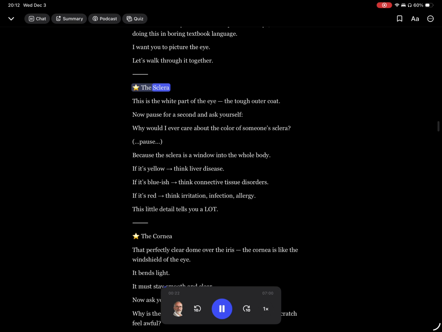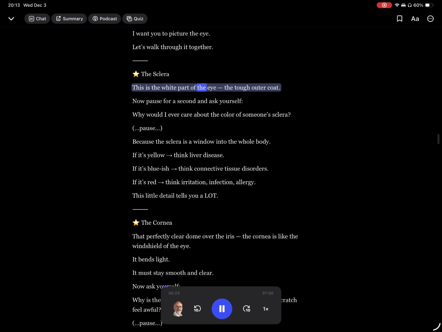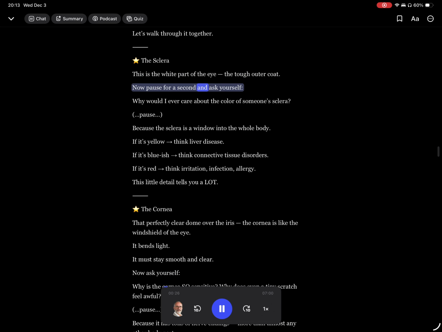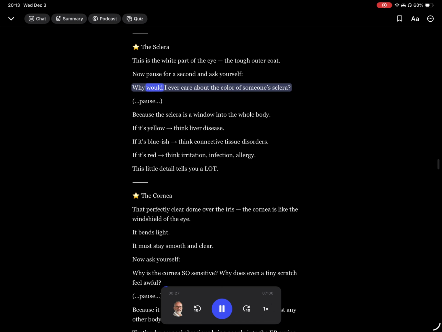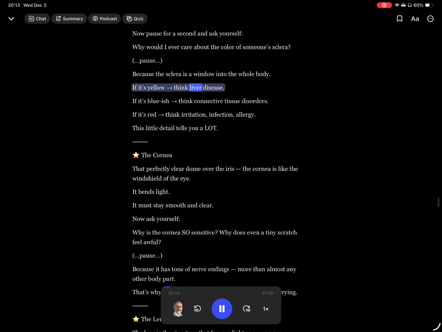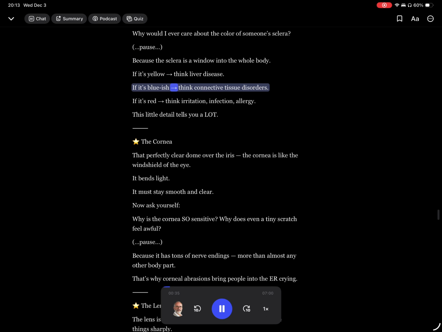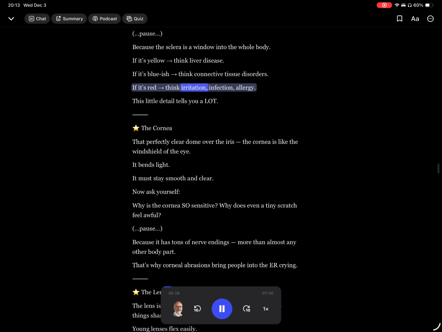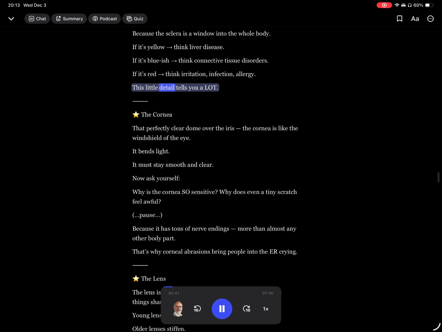The sclera. This is the white part of the eye, the tough outer coat. Now pause for a second and ask yourself, why would I ever care about the color of someone's sclera? Because the sclera is a window into the whole body. If it's yellow, think liver disease. If it's bluish, think connective tissue disorders. If it's red, think irritation, infection, allergy. This little detail tells you a lot.